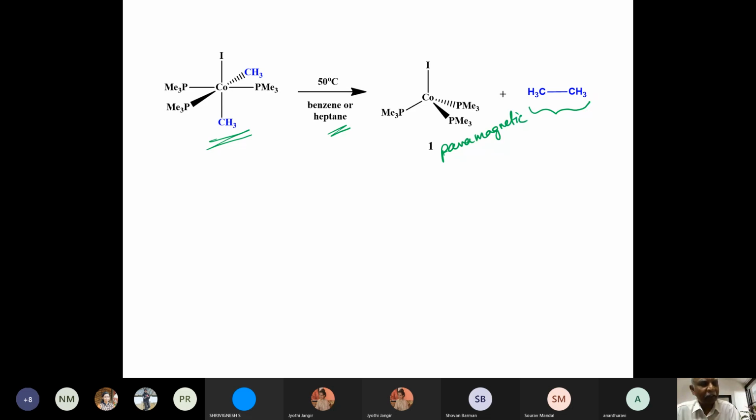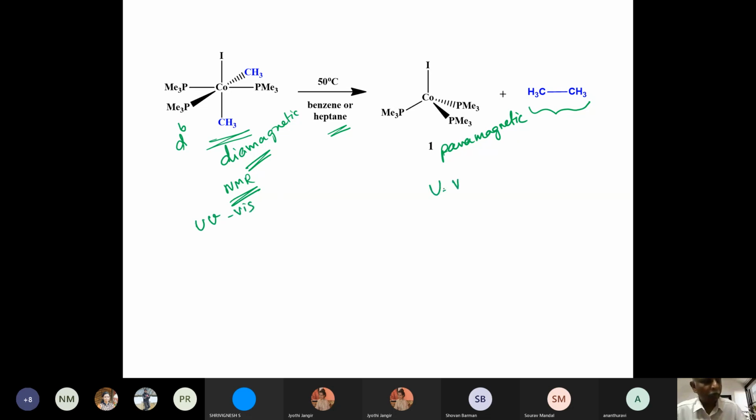This compound is paramagnetic. This compound is diamagnetic. This is a d6 system, so it's a nice diamagnetic system which can be studied by NMR. The reason why this system became very important was because they were able to study it by NMR. They were able to study it by UV visible spectroscopy.